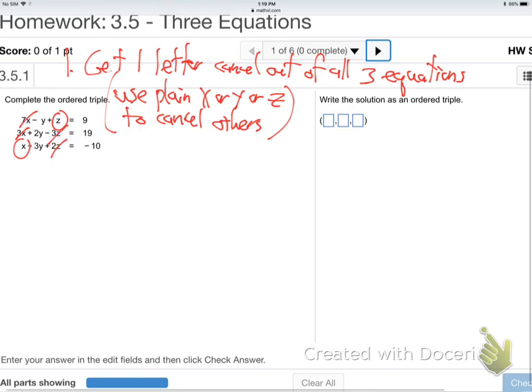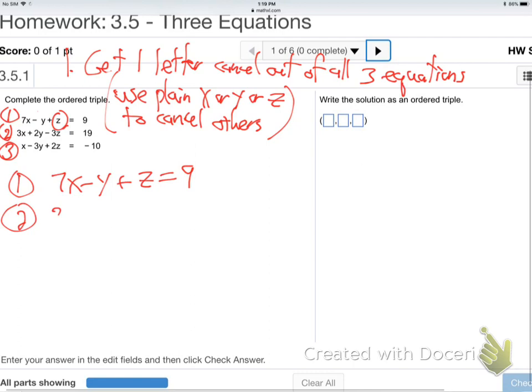Renee, question? No. Okay, I'm going to use Z, but you could use X. That would work fine. So here we go. Let me number them if that's helpful. You don't have to, but it might help you see what I'm doing. I'm going to call them equation 1, 2, and 3. So I'm going to take equation 1, 7x minus y plus z equals 9, and put it right next to equation 2.